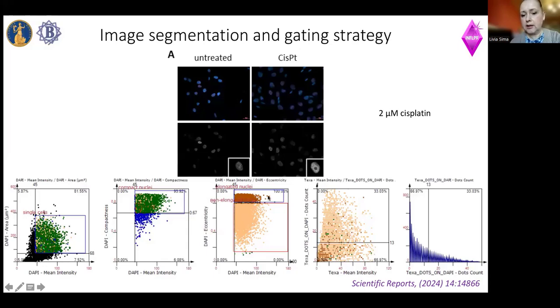And after gating on a specific subset of cells, we can then measure the exact mean intensity of the gamma H2AX signal or determine the dots on DAPI to count the exact number of foci per nucleus in each of the subpopulations of cells. But also we can look at the total number of foci per nucleus in the entire population of cells that were exposed to different treatments.